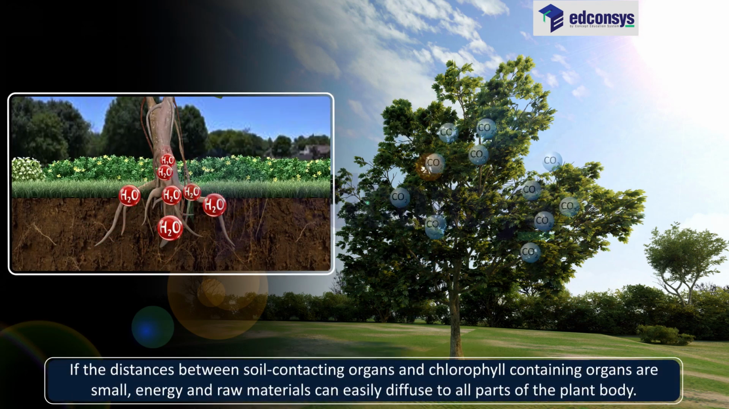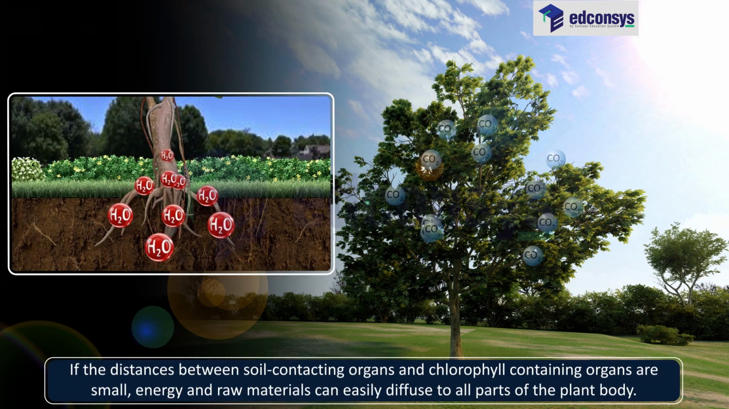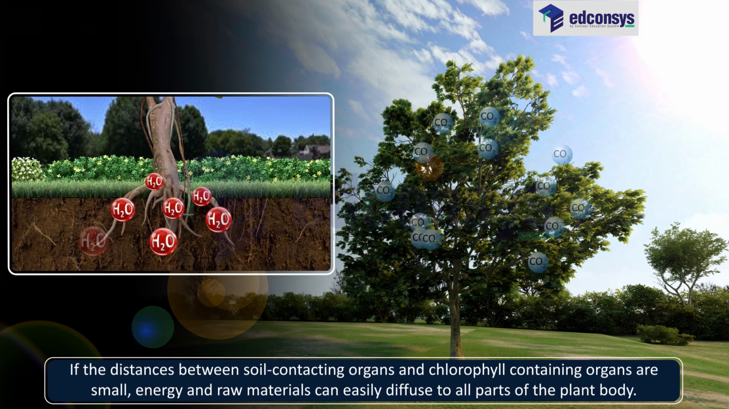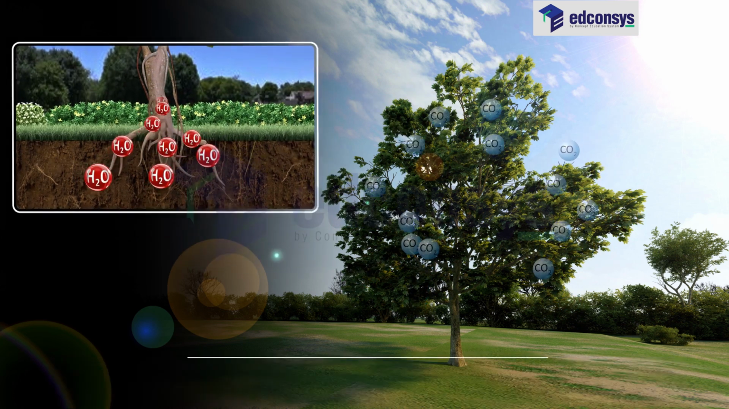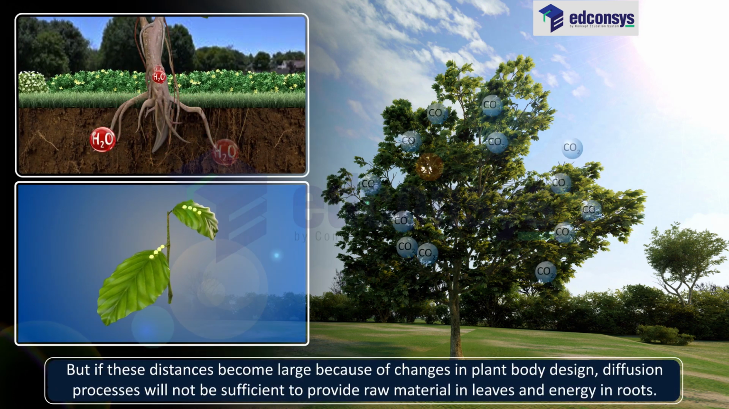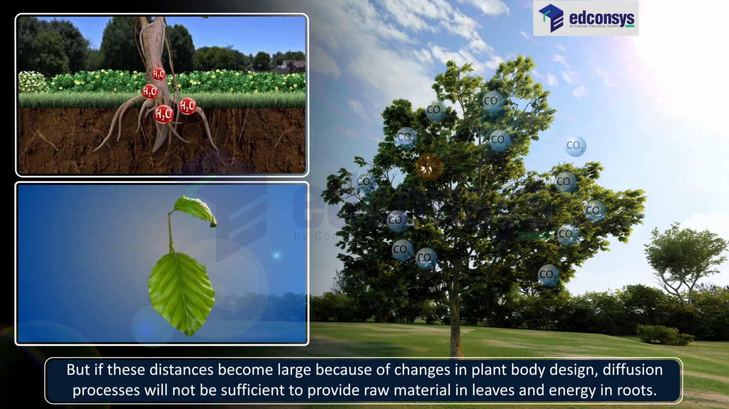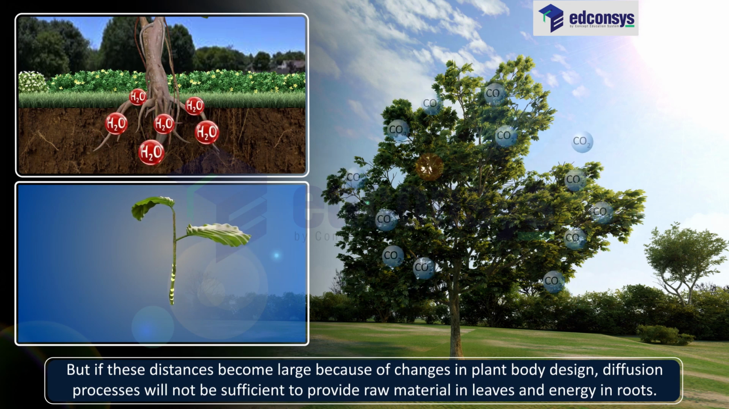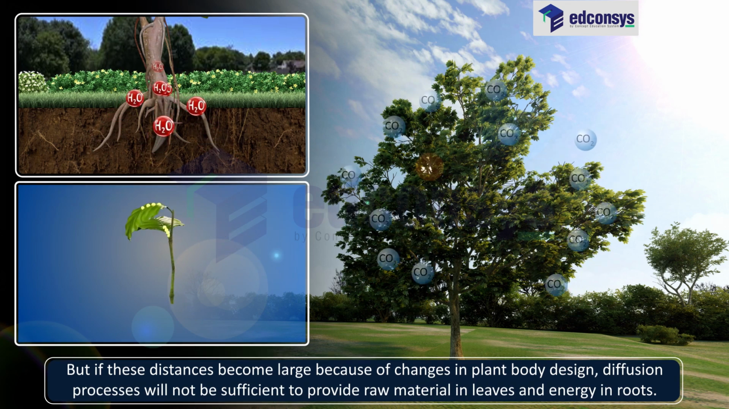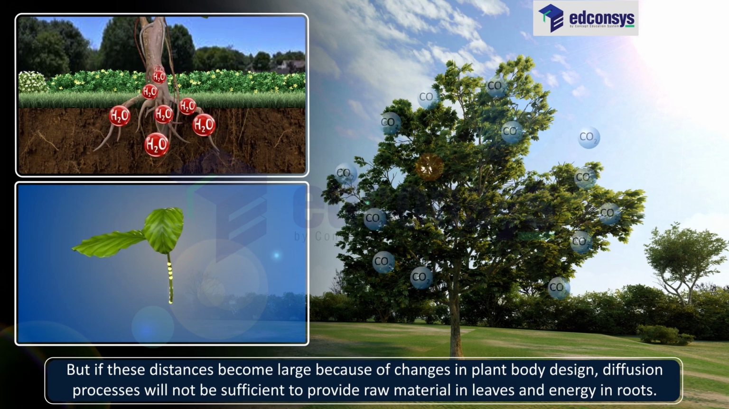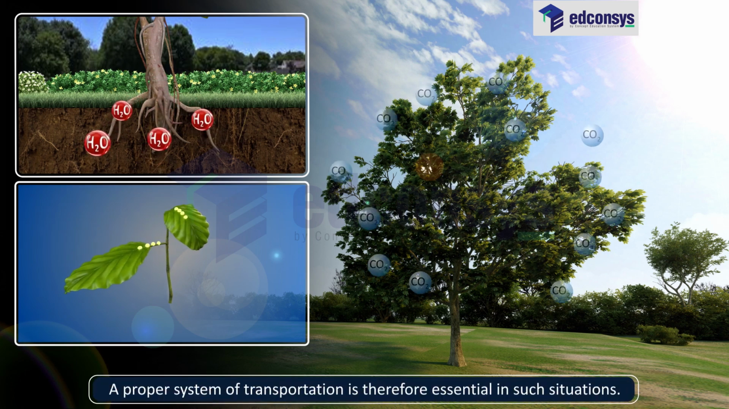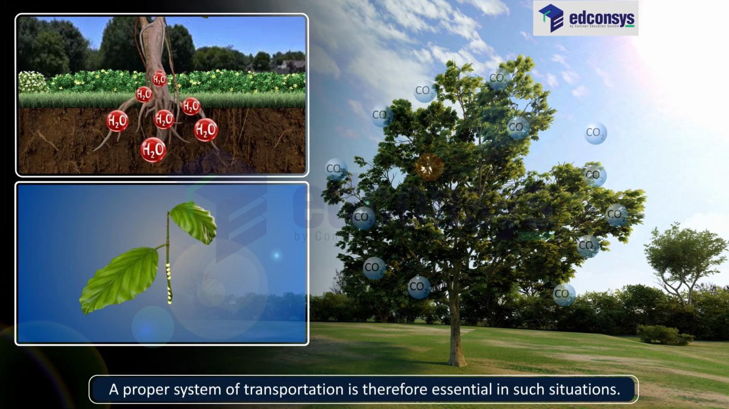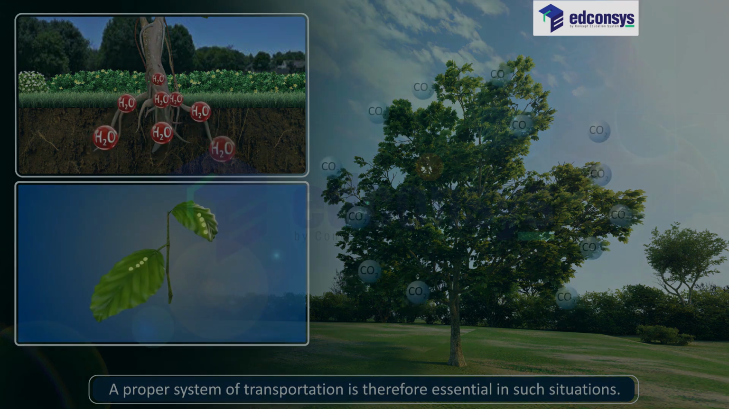If the distances between soil-contacting organs and chlorophyll-containing organs are small, energy and raw materials can easily diffuse to all parts of the plant body. But if these distances become large because of changes in plant body design, diffusion processes will not be sufficient to provide raw material in leaves and energy in roots. A proper system of transportation is therefore essential in such situations.